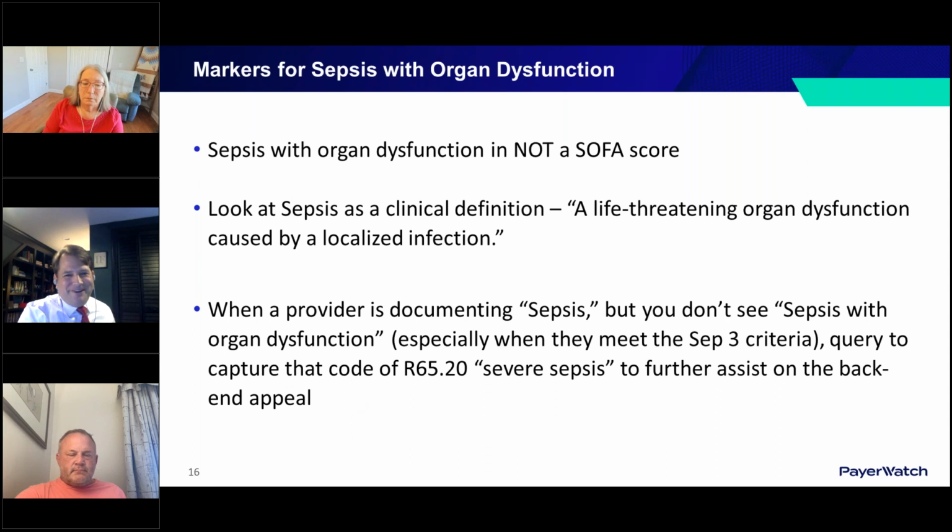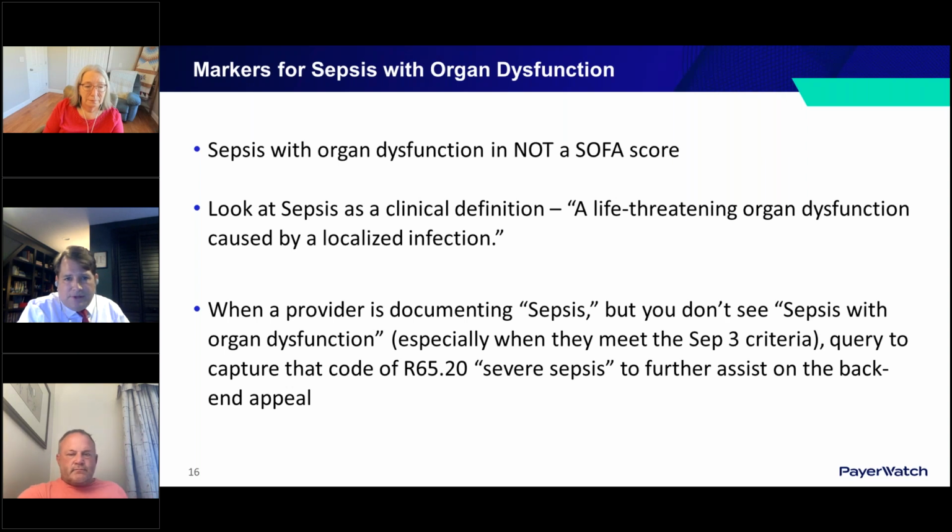So I don't know if they would back that up whenever it came to it. But also, by looking for those R codes, it further gives us backup that this patient has severe sepsis, which certainly meets the insurer's definition. But also it's going to more accurately reflect our patient population.